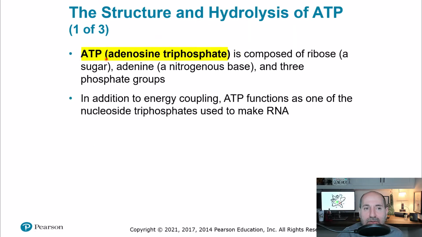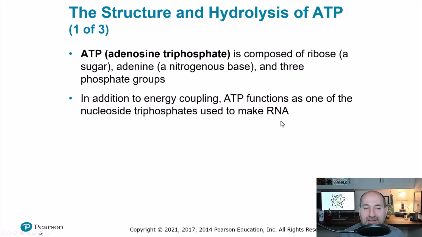So ATP, or adenosine triphosphate, is composed of a ribose. Remember, ribose is C5H10O5. It's a 5-carbon sugar, a pentose sugar. As well as the nitrogenous base adenine, and 3 phosphate groups. In addition to energy coupling, yes, ATP is a nucleotide. It's a nucleotide triphosphate that functions as one of the nucleoside triphosphates used to make RNA.